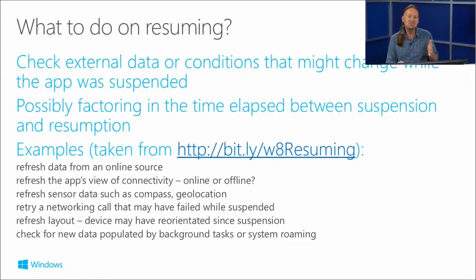Networking call, if you've made an HTTP request just before you're suspended, when you come back, what will happen is that request will complete with an exception because the call will have been dropped while you were suspended. So you might need to make that call again. The phone could have been changed from portrait to landscape, so you might want to do some of that Visual State Manager stuff. Or go off and get new data that background tasks might have fetched for you, or from roaming data, which we're going to talk about in the very next module.